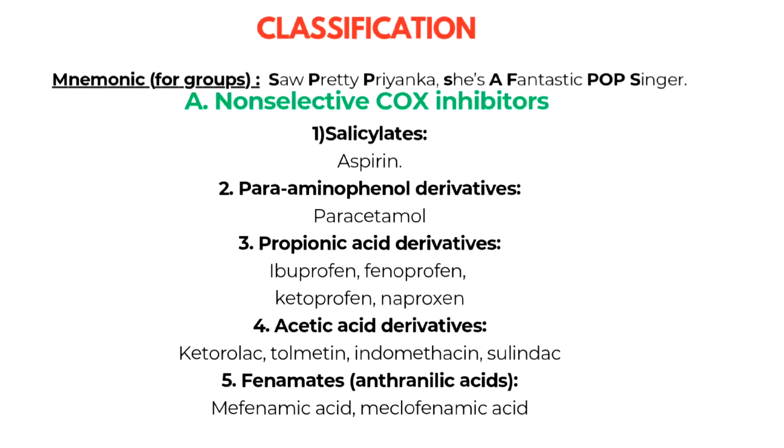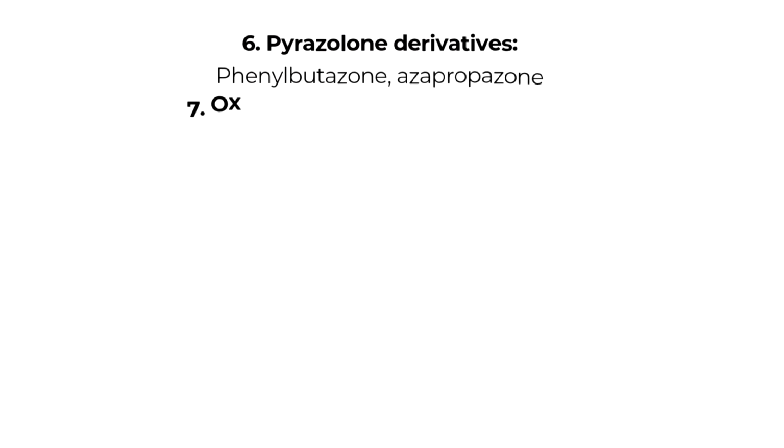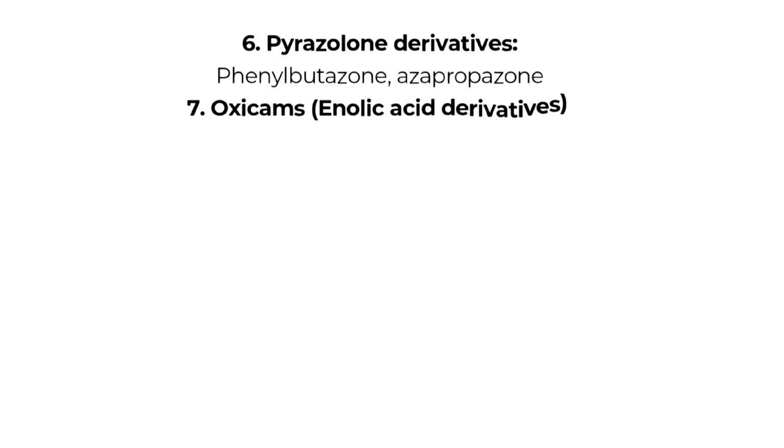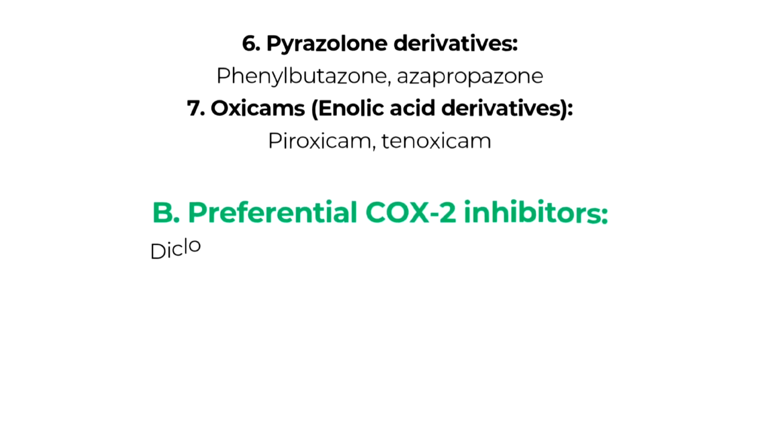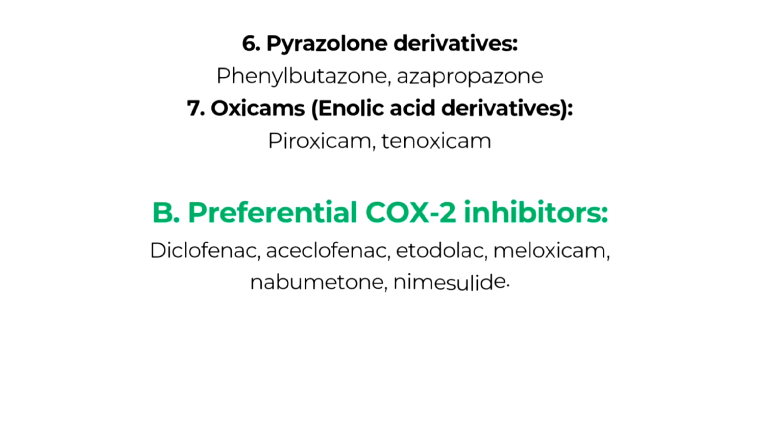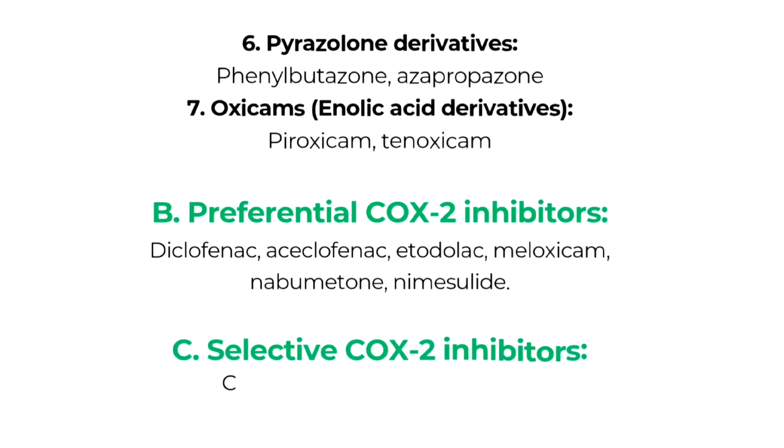Fifth are fenamates, which are also called anthranilic acids. Example mefenamic acid, meclofenamic acid. Next, pyrazolone derivatives. Example phenylbutazone, azapropazone. Last are the oxicams, which are also enolic acid derivatives. Example piroxicam and tenoxicam.